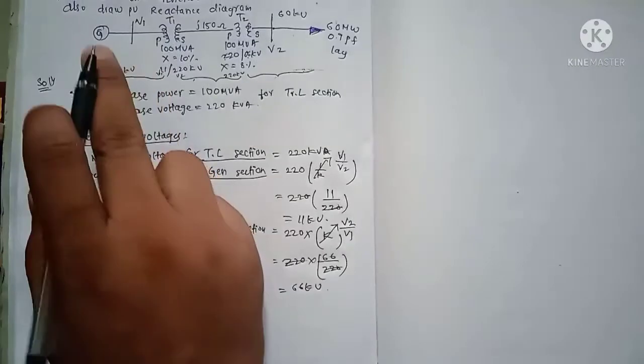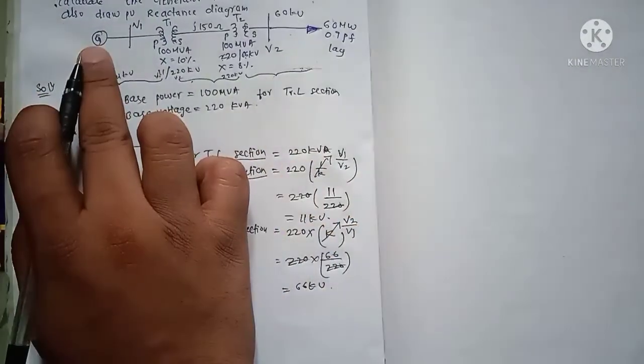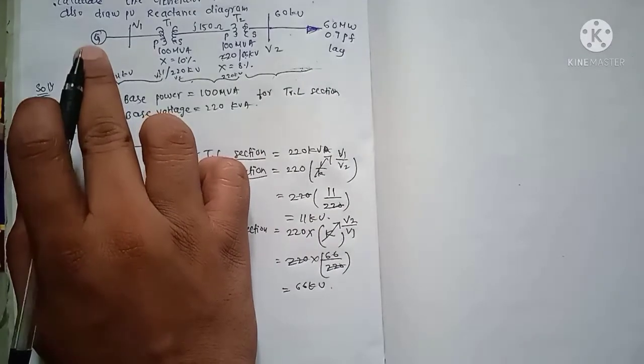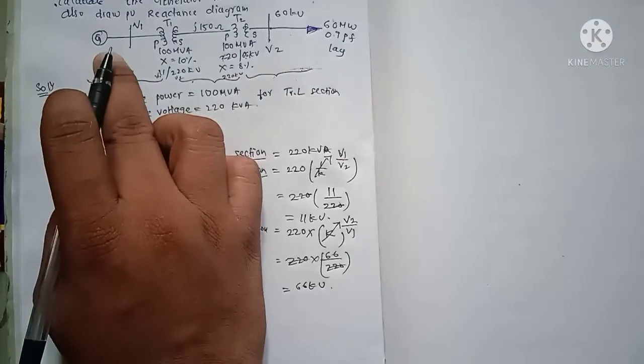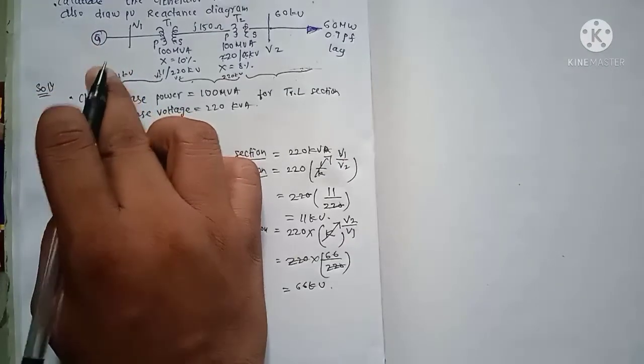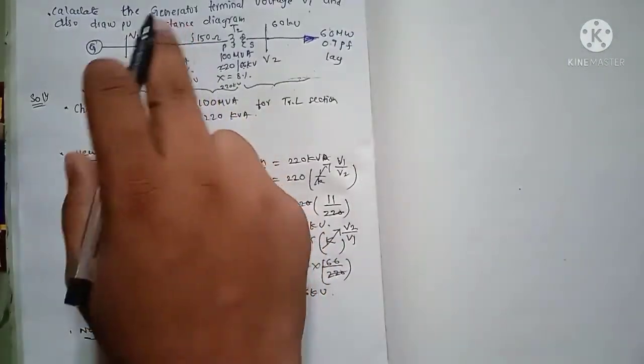First we calculate for the generator. For the generator we don't need to calculate because they did not mention any voltages or powers, so we can't calculate the reactance of the generator, just neglect it. Then now we need to calculate for T1.